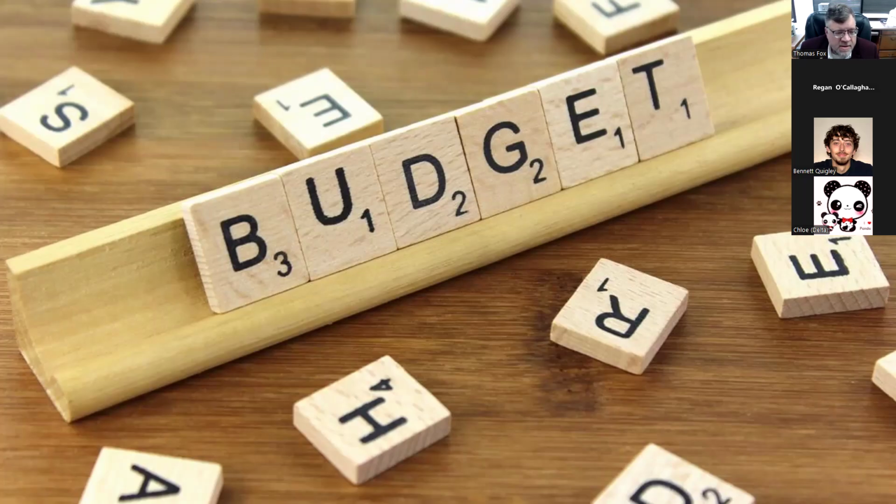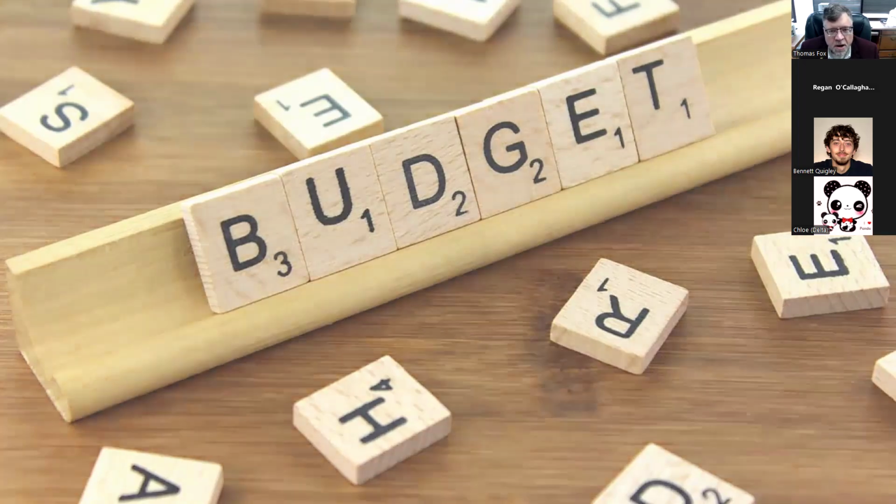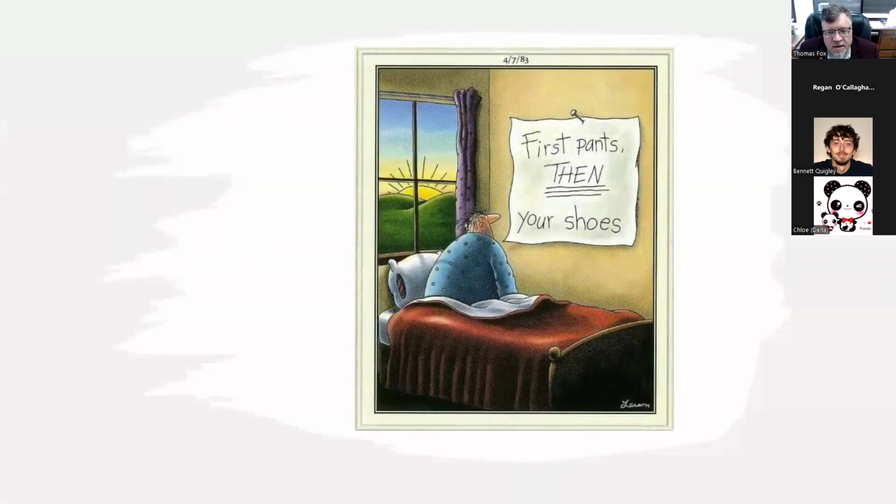So let's get back to the budget. And when you're building a budget, there's an order to things. I love the Far Side. I've always loved the Far Side, and this is absolutely one of the comics that made me smile the most. First pants, then your shoes.